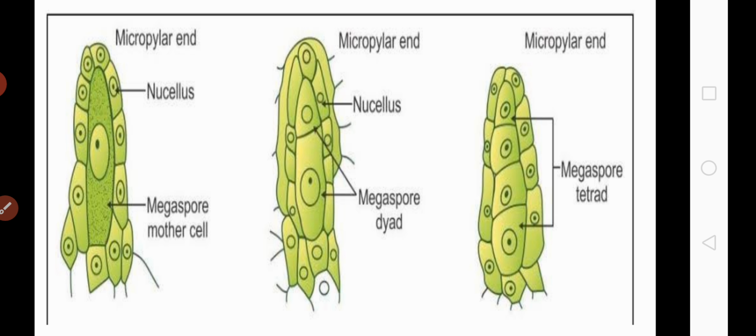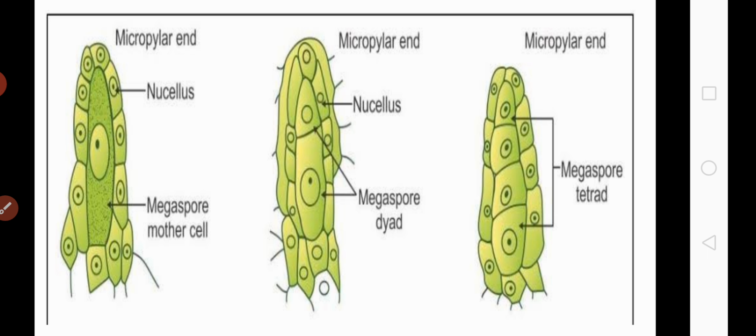Now, all the cells of the nucellus are diploid in nature. So this megaspore mother cell is also diploid in nature. Why? Because it develops from the nucellus tissue. Now this diploid megaspore mother cell undergoes meiosis. As a result of this, 4 megaspores are formed, and all these megaspores are haploid in nature.